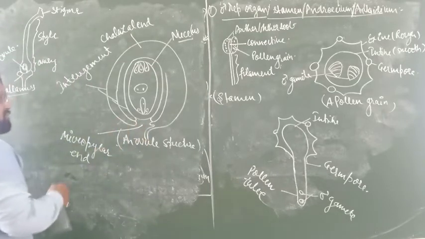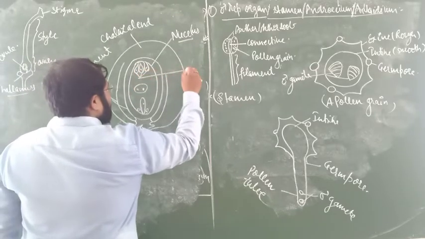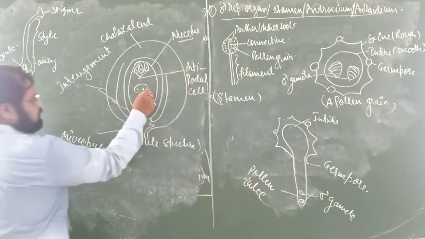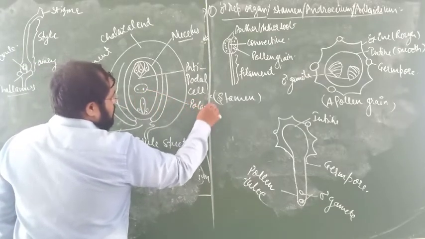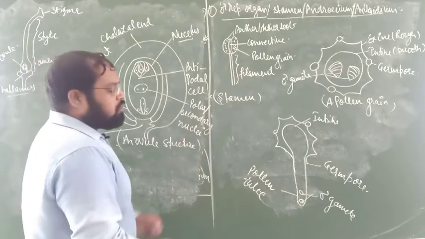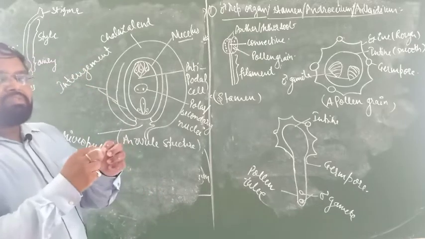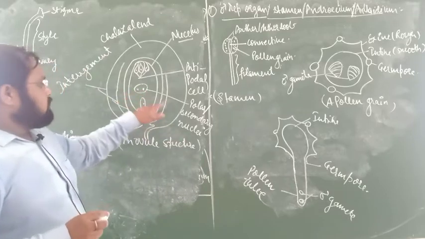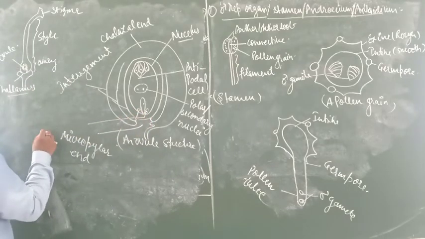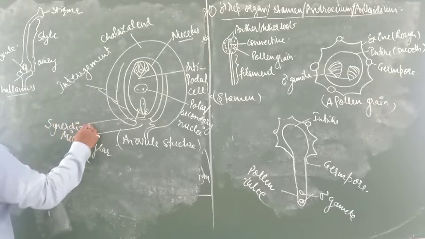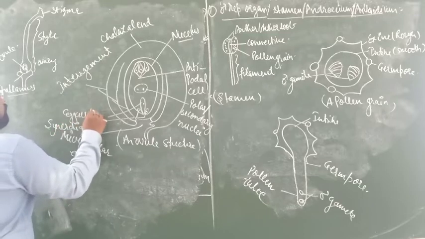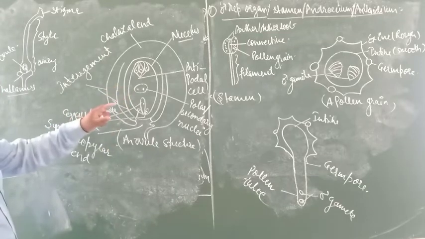Now come to the cell structure, that is most important. These three cells are called antipodal cells. This cell is called the polar or secondary nuclei. Why is it called nuclei? Because here nucleus is not single, the nucleus is present in two parts, and the second one is called a single nuclei. These two cells, this one and this one, are called synergid cells, and this cell is called the egg cell or female gamete. Here is the male gamete and here is the female gamete.